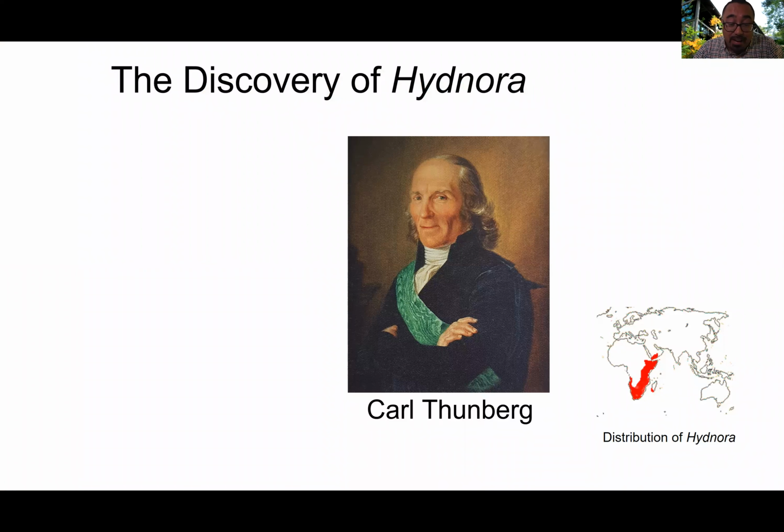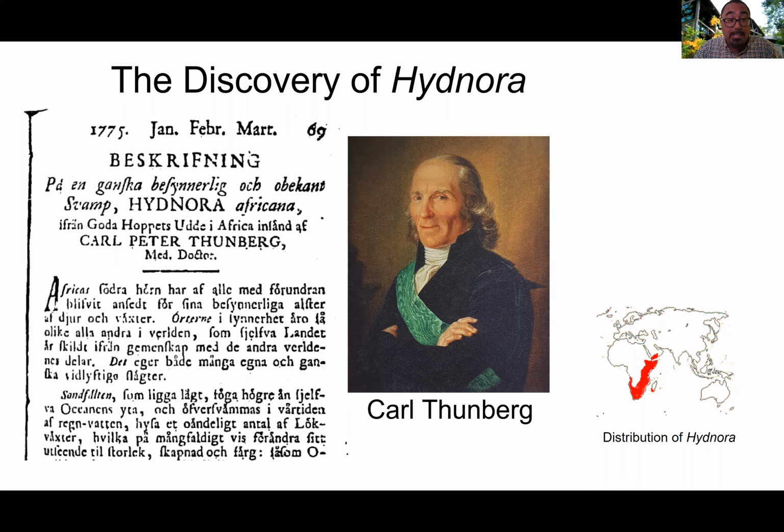On to the discovery of Hydnora, an African and Arabian genus. This amazing species was first discovered and described by an apostle of Linnaeus named Carl Thunberg during his travels in South Africa. This is the first page from his 1775 description of Hydnora africana. Notice the red box here next to Hydnora africana. The issue is that the Swedish term svamp means fungus. This plant was initially described as a fungus.